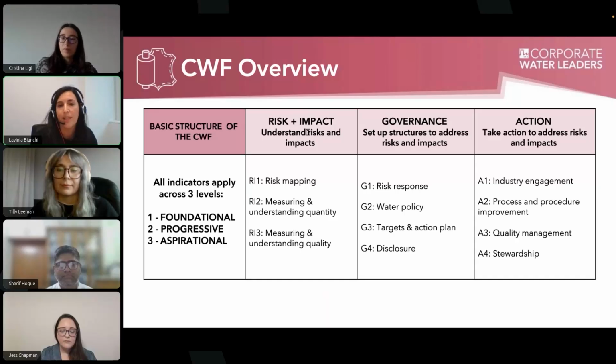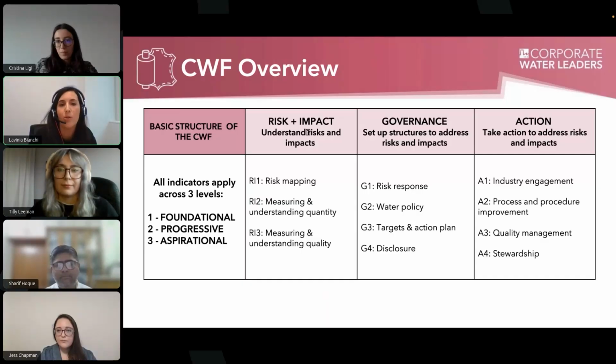Ensuring that our supply chain partners have robust water policies and water management procedures, so that they can also then follow up on all the targets and action plans that we will be developing with them and co-developing to be able to improve on their water management. And further, the third pillar is focused on action, and this is really about the industry engagement, but also what are the process and procedures that will lead to improvements in water management, whether it be water quality or quantity management, and stewardship actions beyond the fence of the facility at a basin level in the communities impacted.